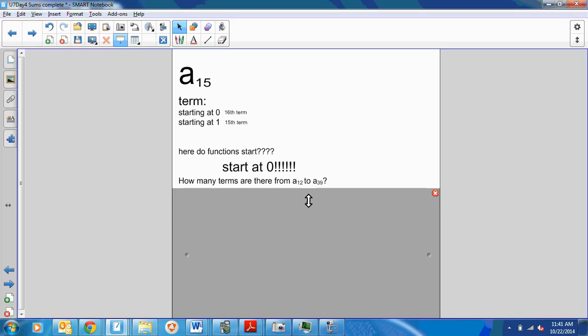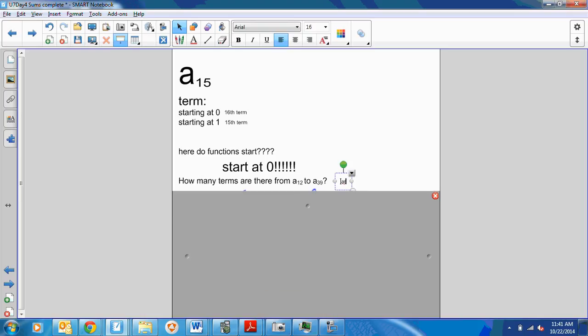Something we talked about also is how many terms there are. We have in our sum equations, sum up the first 50. Well, then you know there's 50 terms. But if I say I want the sum from a sub 12 to a sub 39, I have to know how many terms. Now, you can count on your hands, maybe some smaller examples, but to generalize it, what you're going to have to do is take the large subscript minus the small, and then add 1.